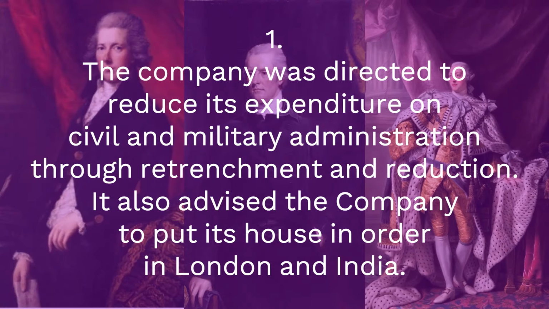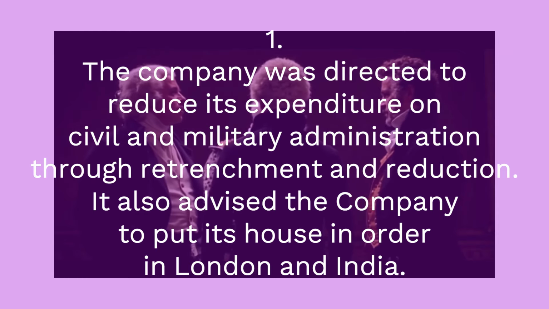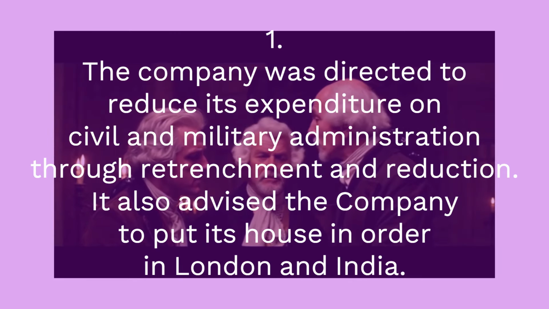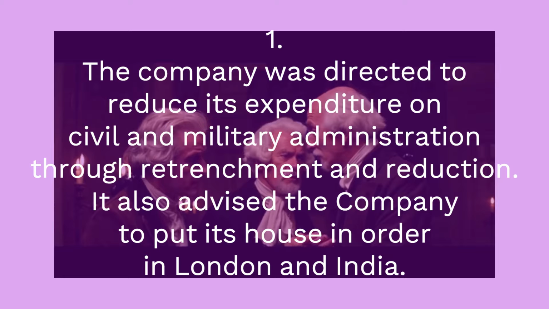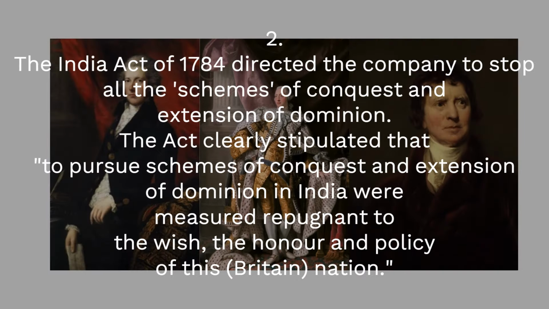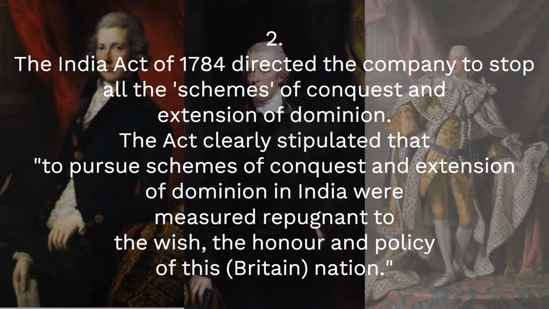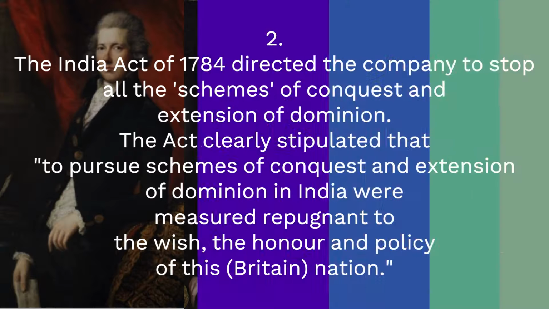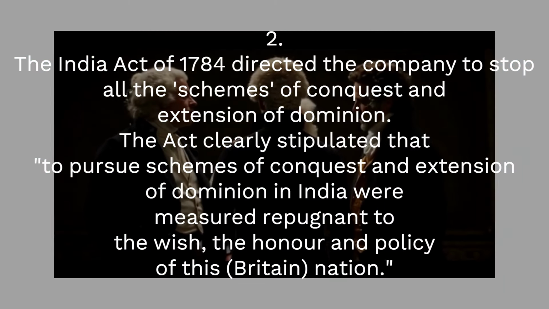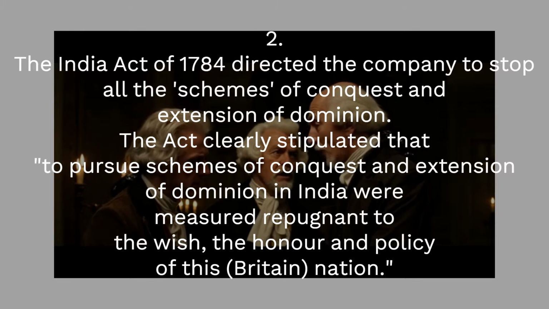1. The company was directed to reduce its expenditure on civil and military administration through retrenchment and reduction. It also advised the company to put its house in order in London and India. 2. The India Act of 1784 directed the company to stop all the schemes of conquest and extension of dominion. The Act clearly stipulated that to pursue schemes of conquest and extension of dominion in India were measures repugnant to the wish, the honour and policy of the British nation.